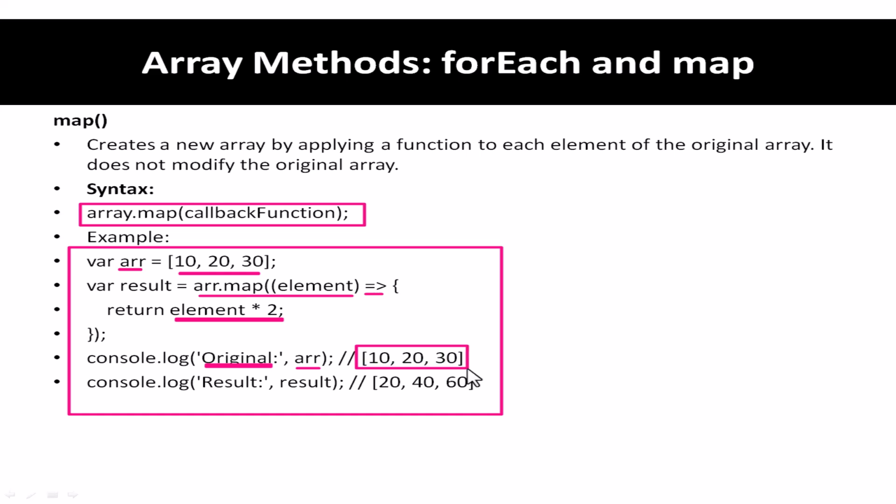Now we are going to return the result. So what is the result? Inside the array map function, we return the element multiplied by 2. At array index 0, the element is 10, so 10 times 2 is 20. At index 1, the element is 20, 20 times 2 is 40. At index 2, the element is 30, 30 times 2 is 60. Like that we have got the multiplied elements in an array.